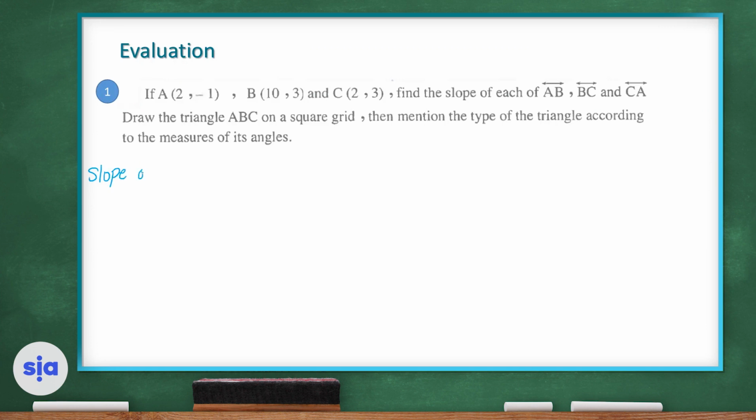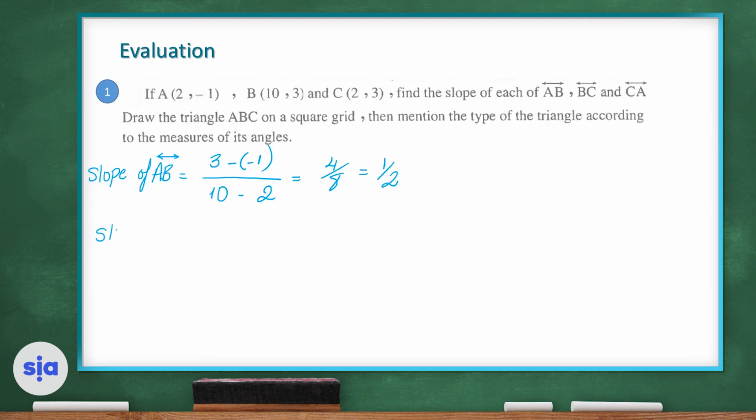So the slope of AB, so this is A, which is x1, y1, and B is x2, y2. The slope of AB is y2 minus y1 over x2 minus x1, which is 4 over 8. So it's equal to half.